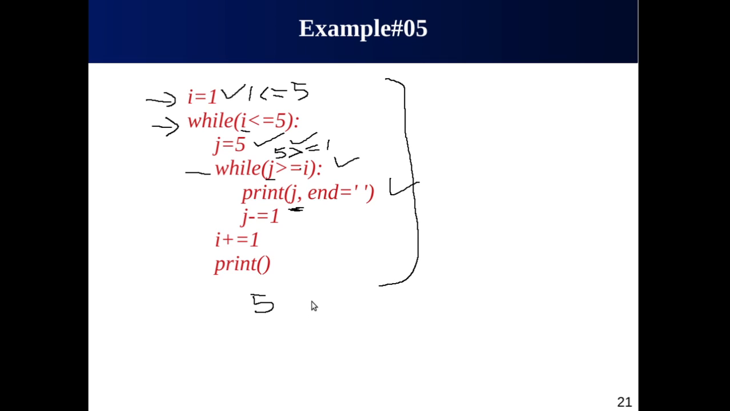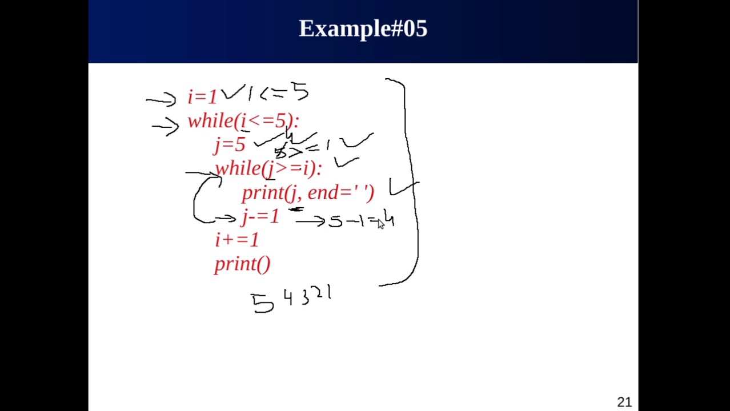As we are dealing with a while loop, we have to provide incrementation or decrementation. So here is decrementation: decrement 1 from the previous value of j. The previous value of j was 5, so 5 minus 1 is 4. Okay, go back to the inner loop. Now the value of j is 4. Check the condition: is j greater than or equal to i? Yes, the condition is true. Come here and print the current value of j, and then 3, and then 2 and 1.